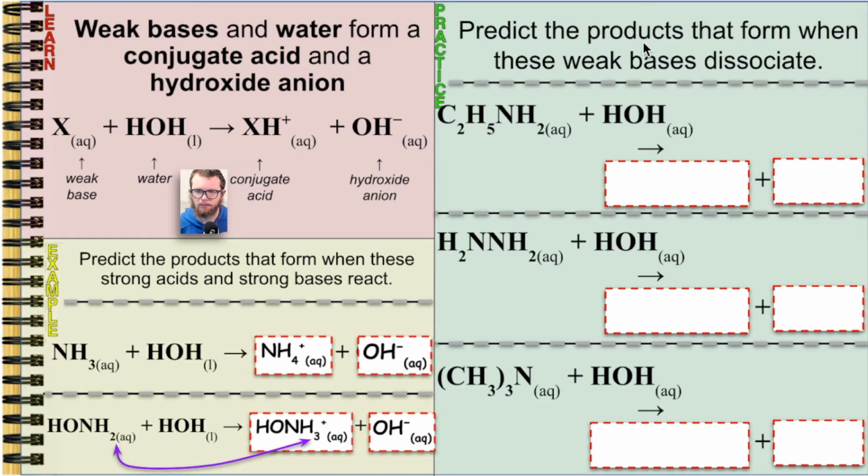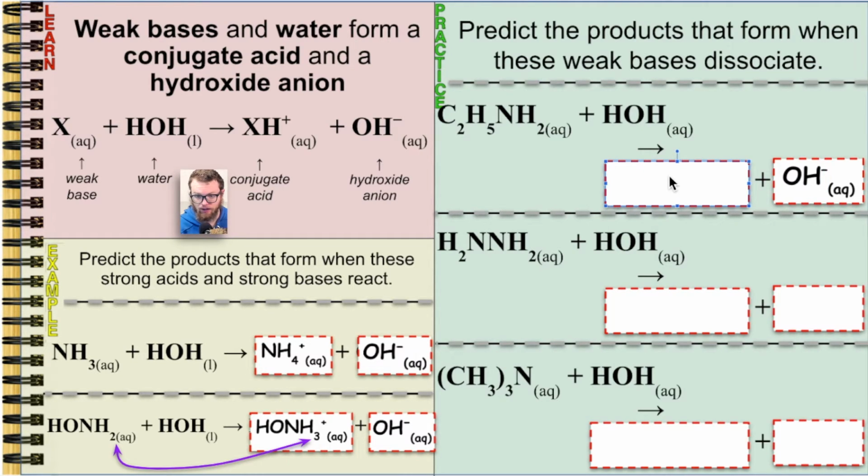So when we're predicting the products that form when these weak bases dissociate, we know that when we have HOH and it dissociates, one of the H's falls off and we're just left with OH, and we're going to make sure we know that that is negative and aqueous, remembering that aqueous should be subscript and the charge should be superscript.